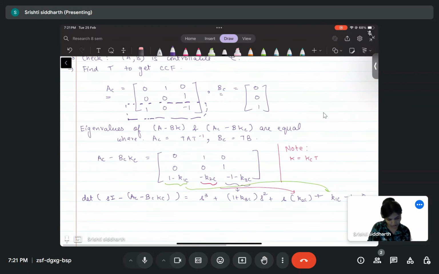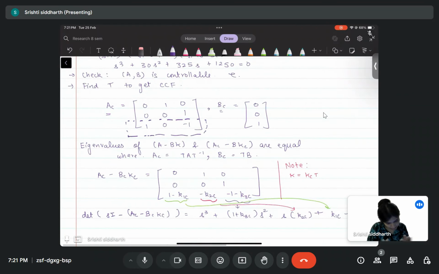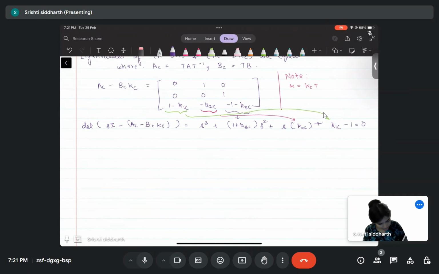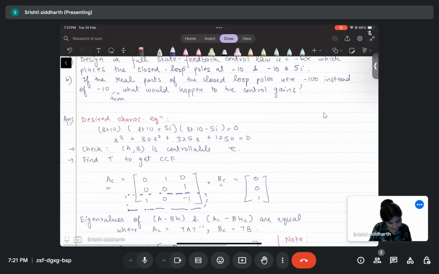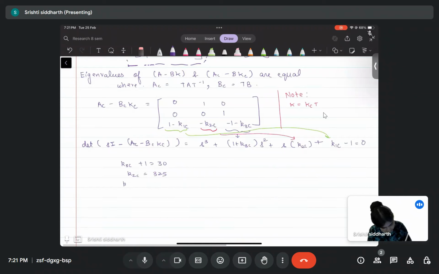Now we can compare the coefficients with the desired polynomial. So this is 30, K2C equals 325, K1C minus 1 equals 1250. So all of this implies that Kc is 1251, 325 and 29.